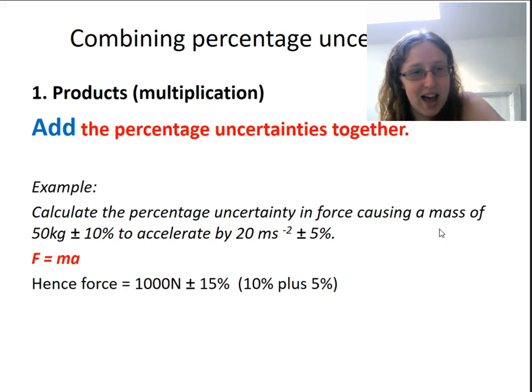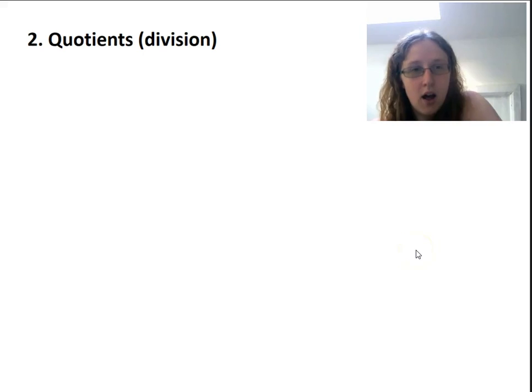So in this case, 50 times 20 is 1,000, and my uncertainty becomes 15% because I take the 10% from the mass and I add it to the 5% from the acceleration. Okay? If you got that one, the rest go easy.